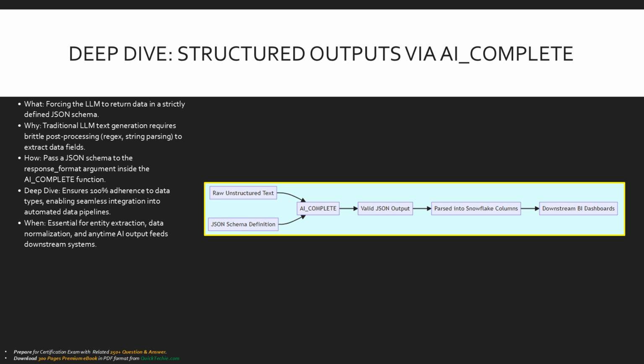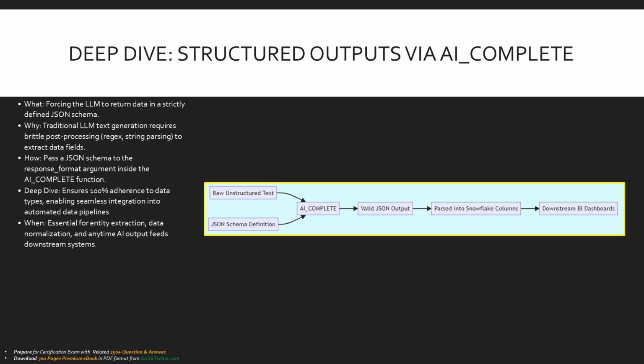With Cortex AI Complete, you can use the response format parameter to strictly enforce a JSON schema. You tell the model exactly what keys and data types you require, and the model is mathematically constrained to output a valid JSON object matching that exact schema. This completely eliminates hallucinated formatting and downstream pipeline breaks. Structured outputs transform an LLM from a simple chatbot into a highly reliable, deterministic data extraction engine, making it safe to wire AI directly into your core business processes.